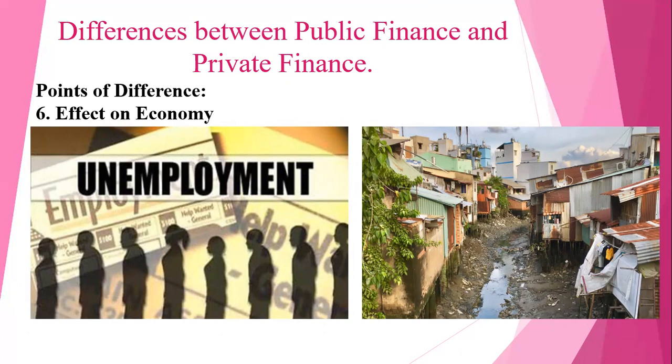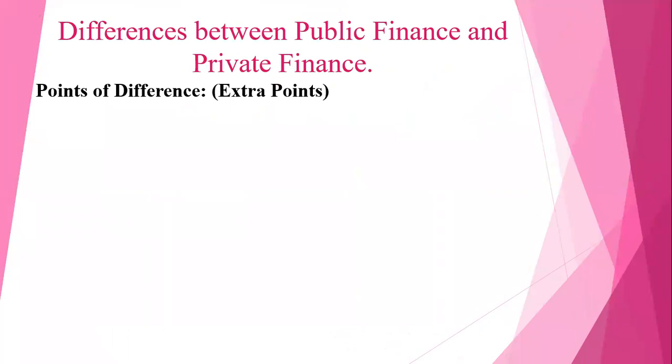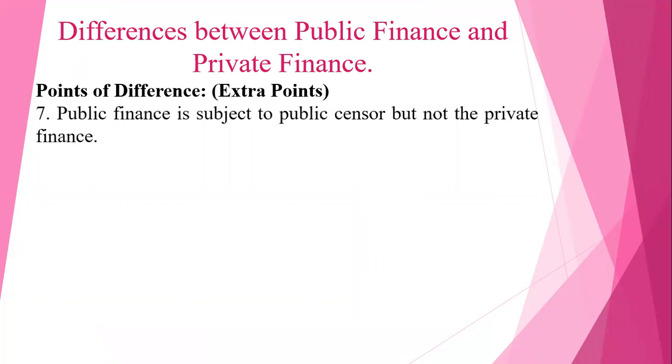So students, these are the total 6 points of difference, but let us see some extra points of difference. 7th point, public finance is subject to public censor but not the private finance. Meaning, a complete secrecy may be maintained by an individual regarding his income and savings. Okay, that is the meaning of this point.